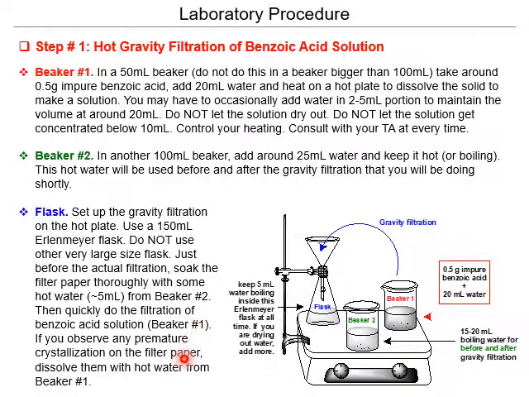If you observe any premature crystallization on the filter paper, that means that there's benzoic acid accumulating here, and so you will lose some product, and you don't want that, right? So you have to use some more hot water from beaker two because again, benzoic acid is soluble in hot water, right? So that's why you keep this second beaker.